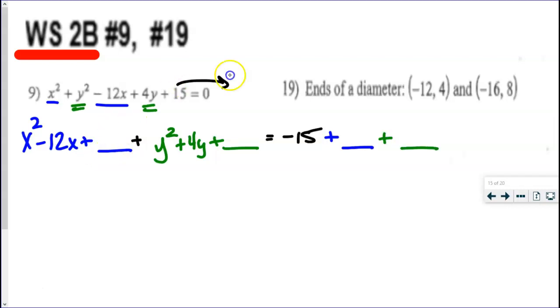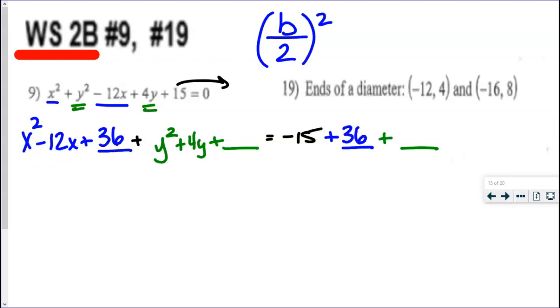So the blanks are found by taking whatever your middle term is, cutting the coefficient in half, and then squaring it. So negative 6 squared would be 36. I think you've done 4,000 completing the square questions by now, huh? All right, this cut in half is 2. 2 squared is 4. And then the factoring is just magically going to work itself out.